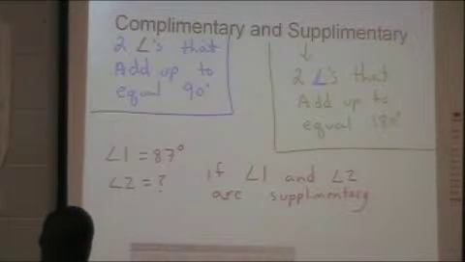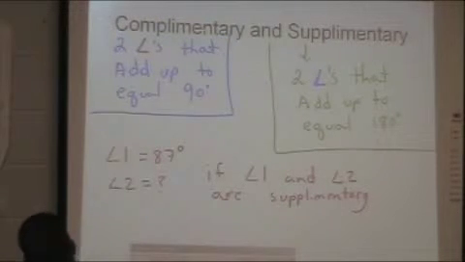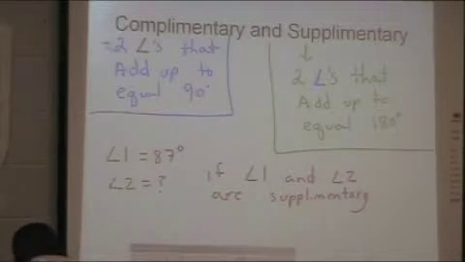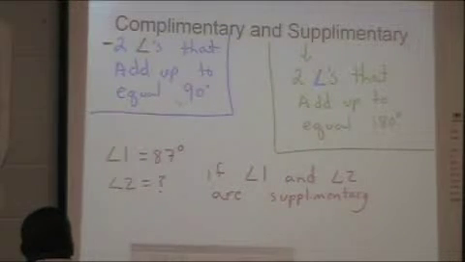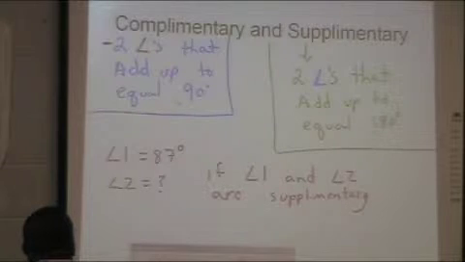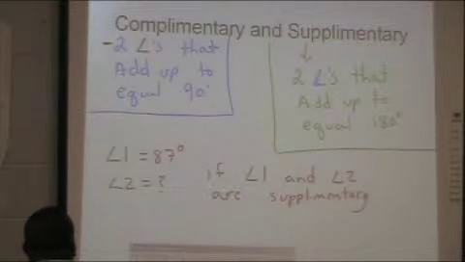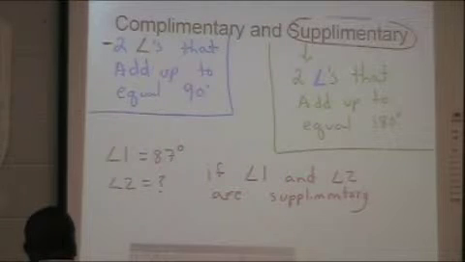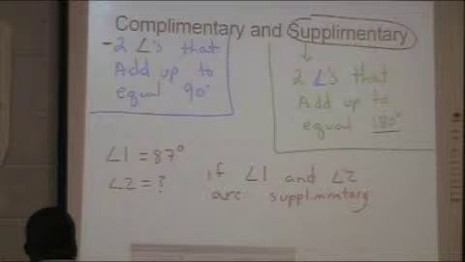All right, so the word complementary in math, in geometry, means two angles that add up to equal 90 degrees. Two angles that when you add their totals, you get 90 degrees. The word supplementary in geometry means if you add two angles up and they equal 180 degrees, then they are supplementary.